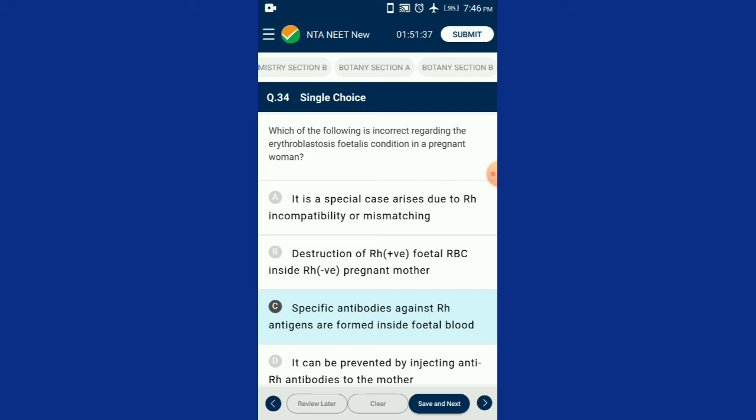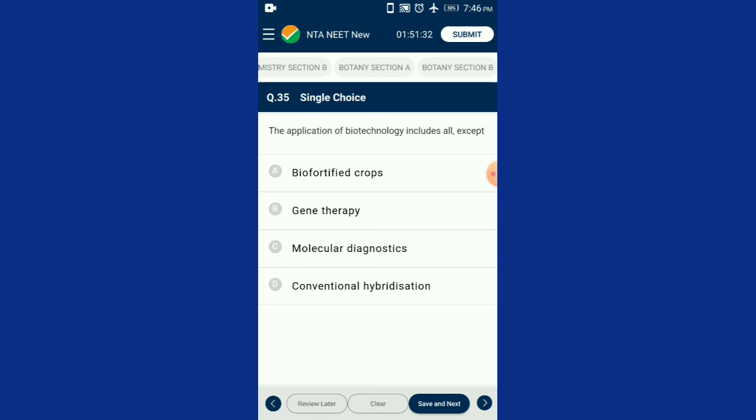Question number 35. The application of biotechnology includes all except. The application of biotechnology includes biofortified crops, gene therapy, molecular diagnostics. Conventional breeding is the method that uses hybridization to create new combinations of genes from parent varieties. So the answer is option D, conventional hybridization.